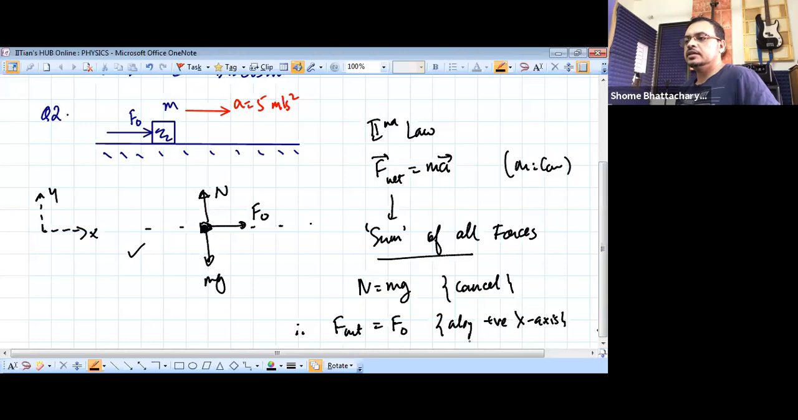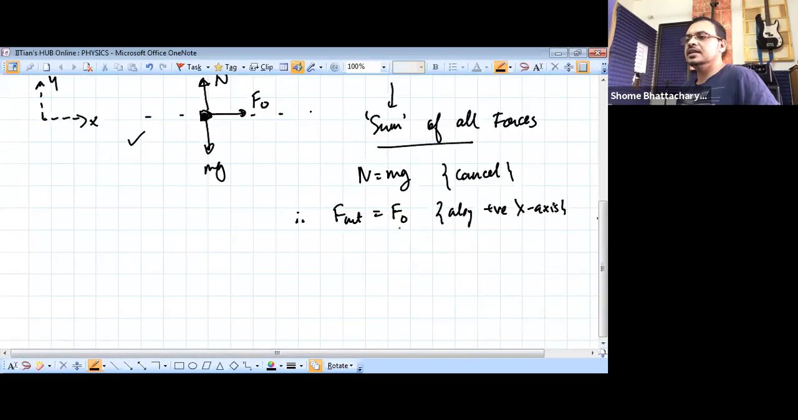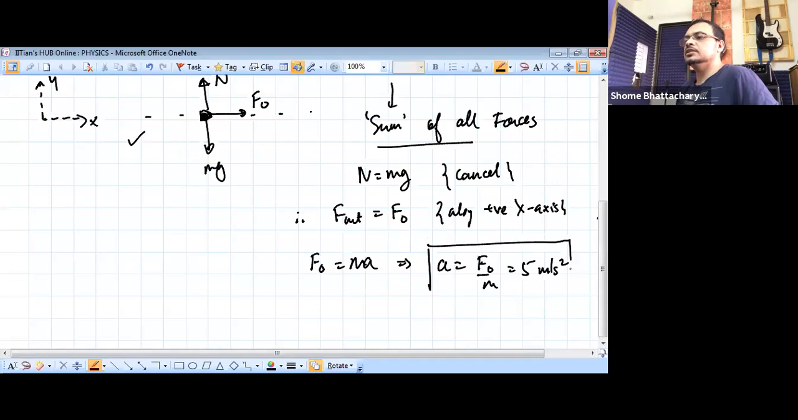Even though there are three forces acting on the body, the resultant net force is only F naught, the horizontal force. So that should become equal to mass into acceleration. The acceleration should be equal to F naught by m, and that is given to me as 5 meters per second square. So that is the first equation that I have: F naught by m is equal to 5, because that is given in the question.